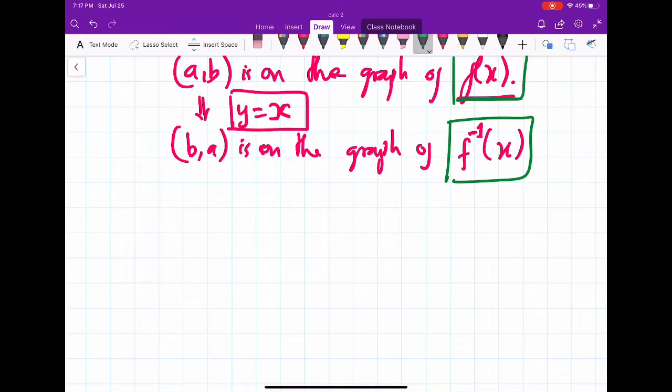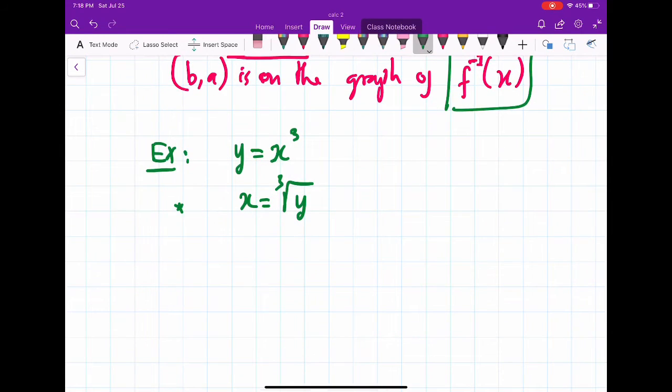All right. Let's graph another function and see how that works, just as an example. Let's talk about y equal to x cubed. Let's find the inverse of this function. If I apply the cube root to both sides, I have x equal to cube root of y, and then I interchange x and y, I get f inverse of x is equal to cube root of x.